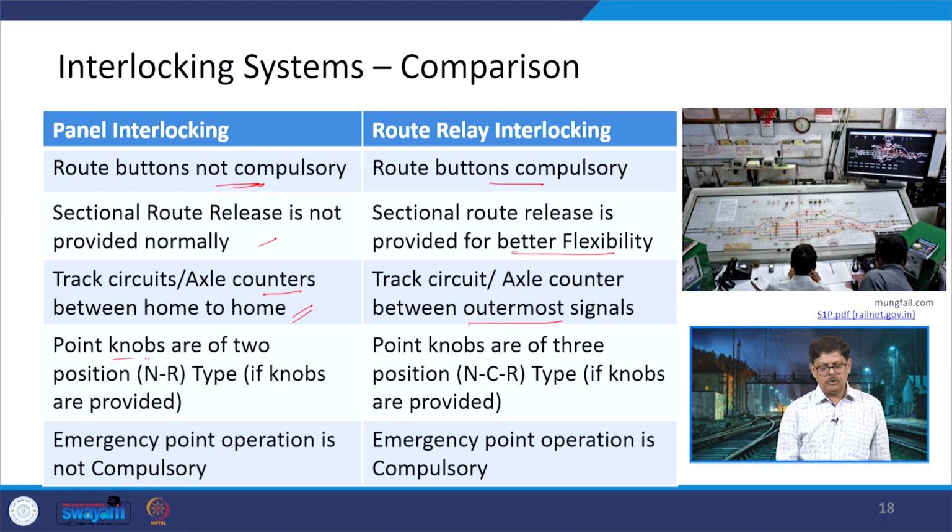Then point knobs are of two positions, that is N R, if the knobs are provided. In the other case, the RRI system has three positions: N, C and R. So it's normal, reverse and the central condition will be there. Emergency point operation is not compulsory in the case of a PI system, whereas in the case of the RRI system this emergency point operation is compulsory.